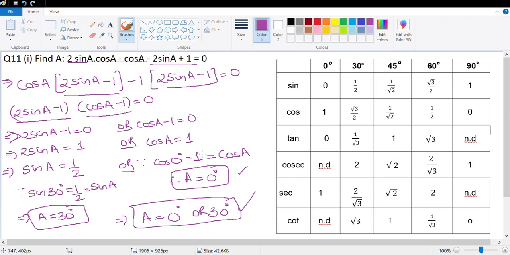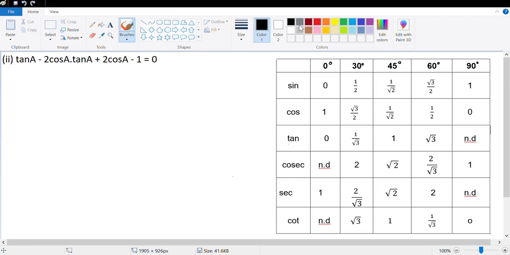Let's look at the last question for this video. The last question we do for this video is question number 11, part 2. So it says tan A minus 2 cos A tan A. Again, let's take these two, group them together like the way I have underlined. So what element is common is tan A. What remains here is 1 minus 2 cos A.